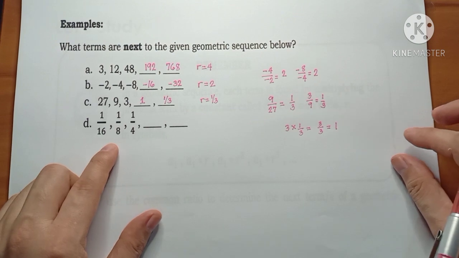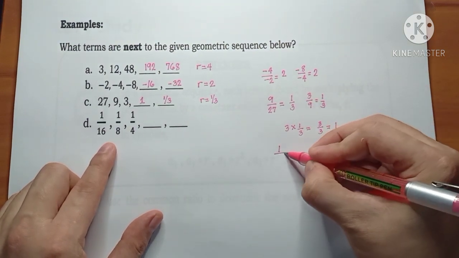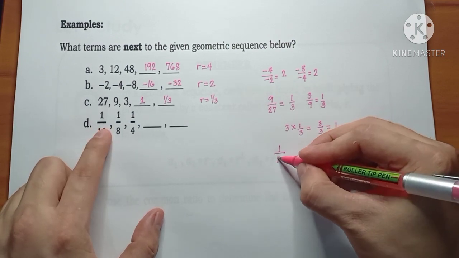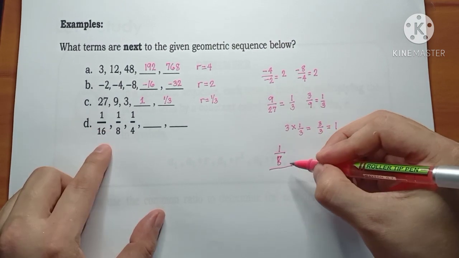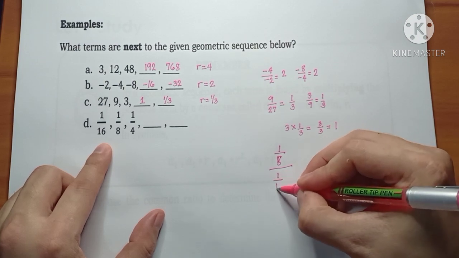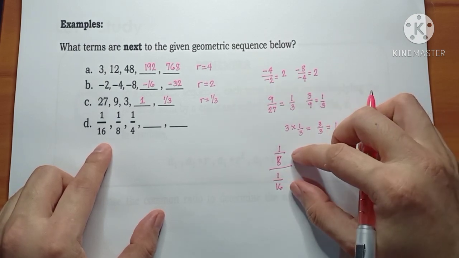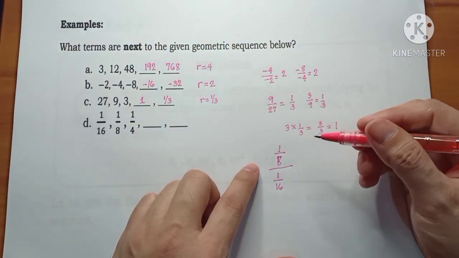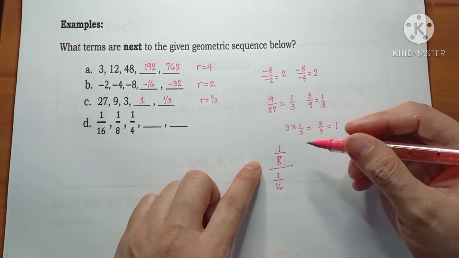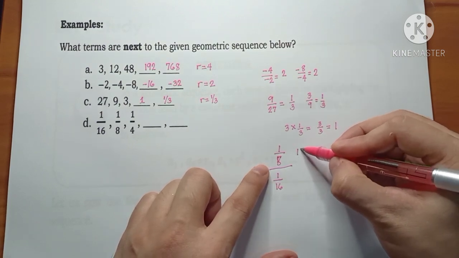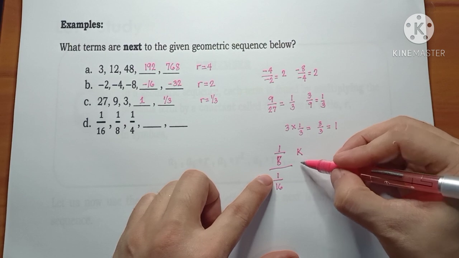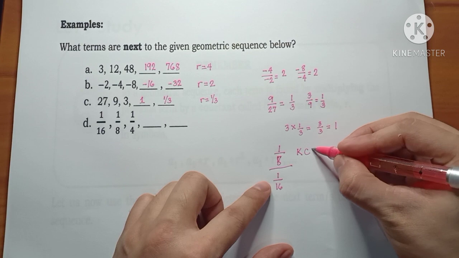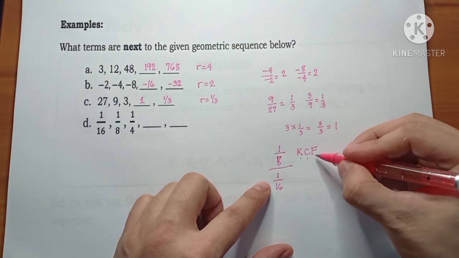How about letter D? 1 over 8, divide by 1 over 16. So, kung pansin natin, this is a complex fraction. So, pag complex fraction, ang gagawin lang natin is yung KCF. So, keep. So, ikikip lang natin ito. Tapos, i-change natin yung sign and then flip. So KCF. So, ibig sabihin nun, keep, change, flip.